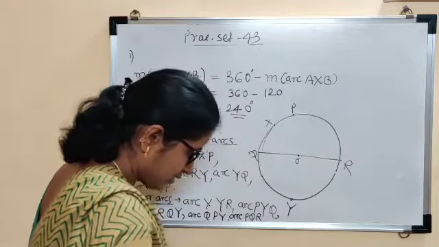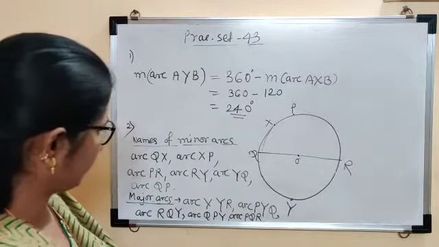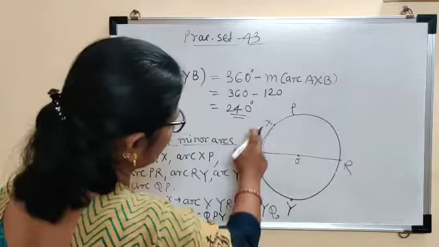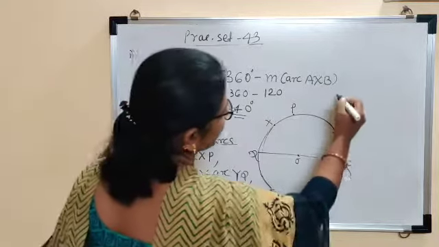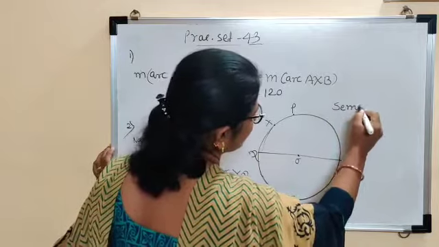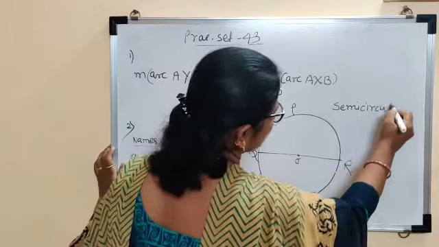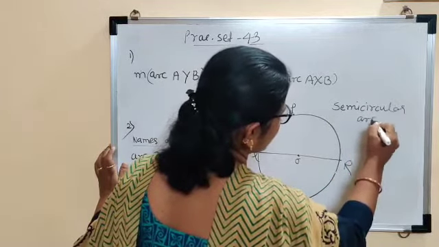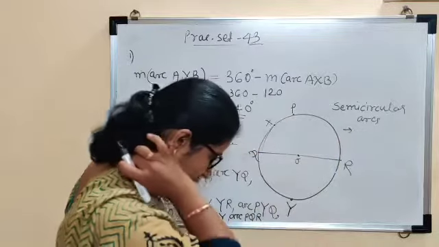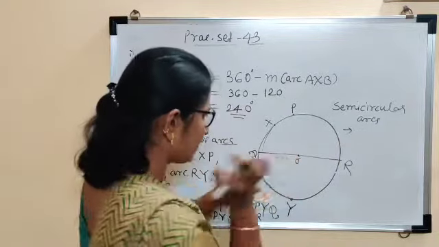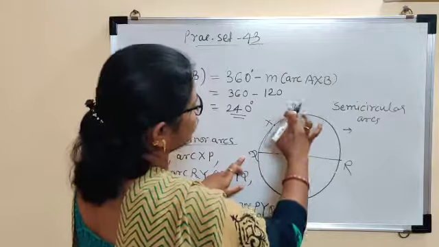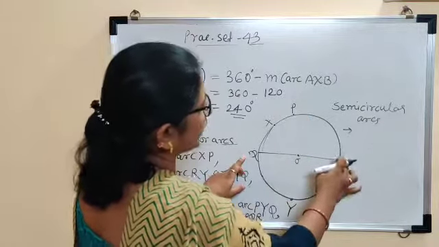One more is there, QX. Now semicircular arcs. Semicircular arcs are divided into two equal parts. Here two names are there. Any one name you can take.